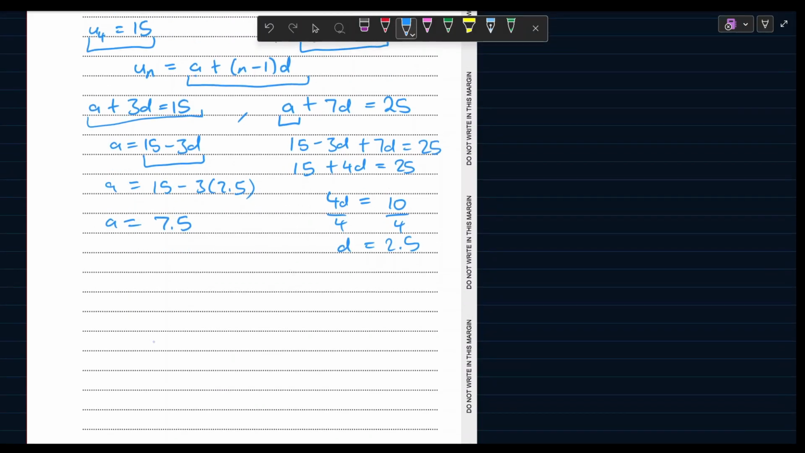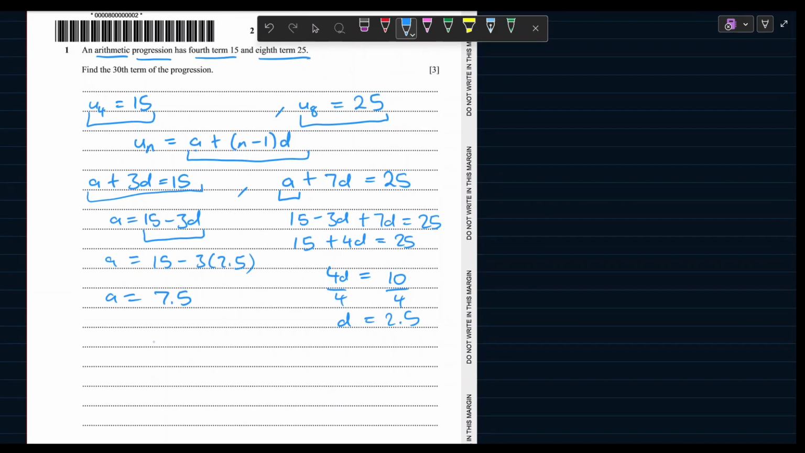So now that we've got both a and d, we can go ahead and find the 30th term. To find the 30th term, that's going to be U30. We can use the formula for the nth term, so that's a plus n minus 1 d. A is going to be 7.5 plus n minus 1, so 30 minus 1, which is 29, multiplied by the common difference, 2.5. Punch this into the calculator. That is 7.5 plus 29 multiplied by 2.5, and this gives us 80, and that's our final answer.